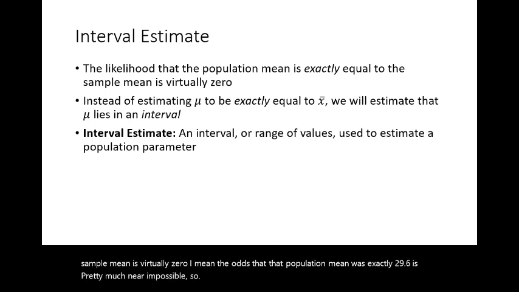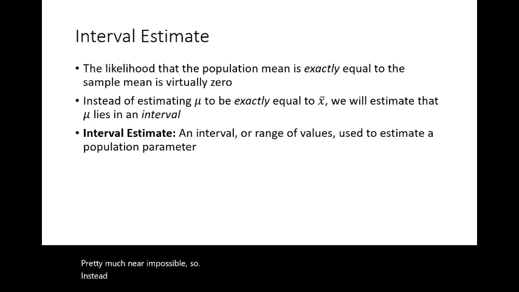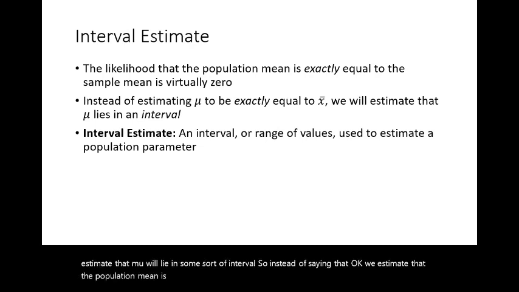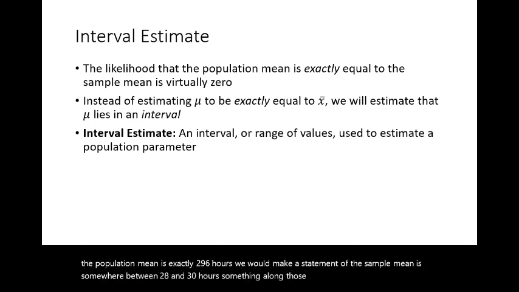So instead of estimating the population mean to be exactly equal to the sample mean, we will estimate that mu will lie in some sort of interval. Instead of saying that we estimate the population mean is exactly 29.6 hours, we would make a statement like, the population mean is somewhere between 28 and 30 hours. That is what is called an interval estimate. An interval estimate is an interval or range of values that is used to estimate a population parameter.